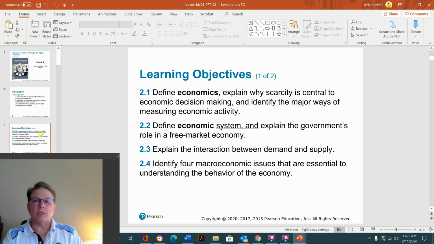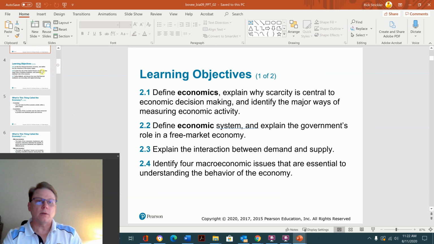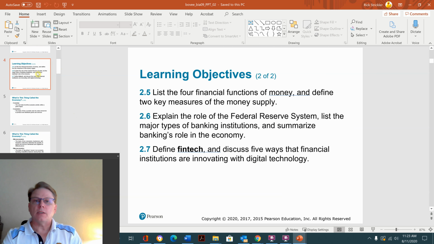Define economic systems and explain the government's role in a free market economy. Explain the interaction between demand and supply. Identify 4 macroeconomic issues that are essential to understanding the behavior of the economy. List the 4 financial functions of money and define 2 key measures of the money supply.